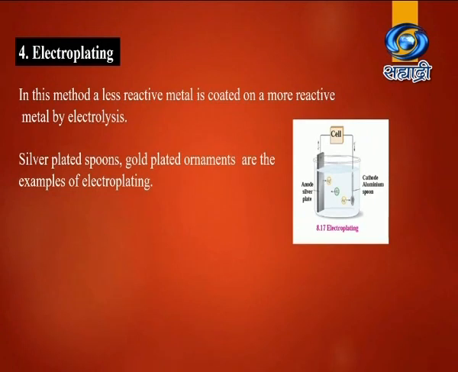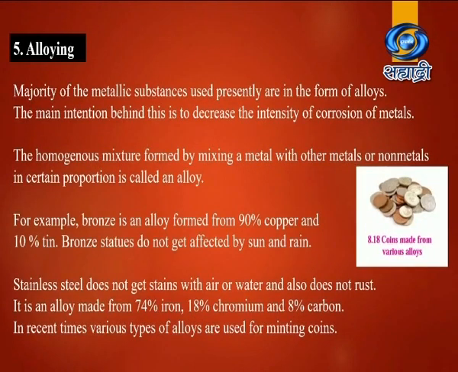The next method is electroplating. In this method, a less reactive metal is coated on a more reactive metal by electrolysis. Silver-plated spoons and gold-plated ornaments are examples of electroplating. The next method is alloying.